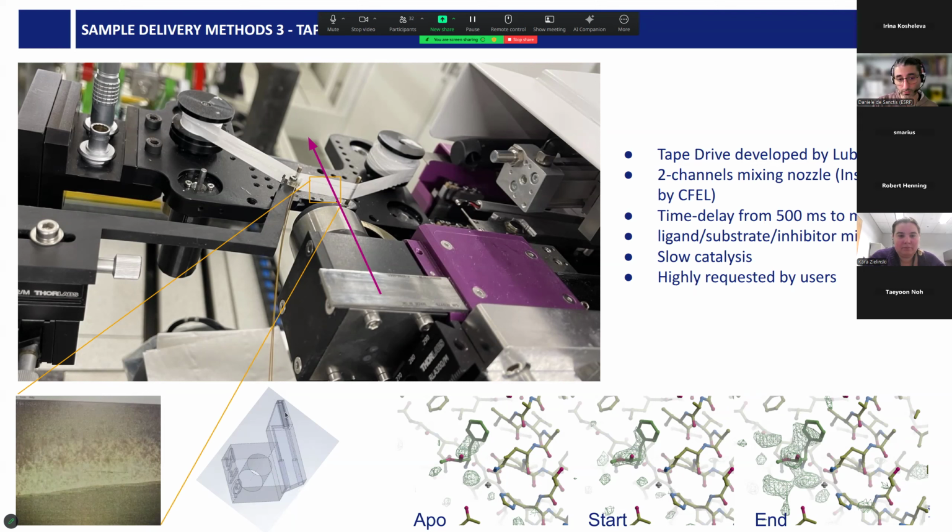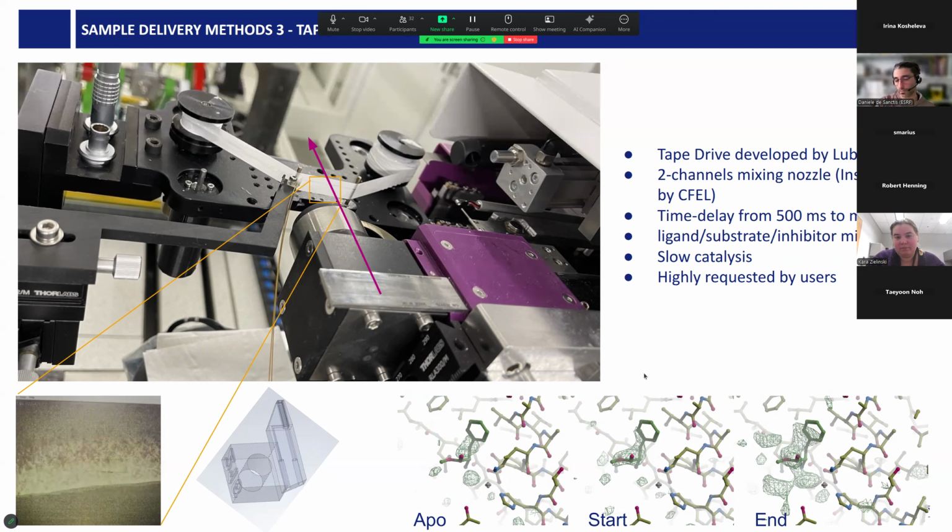In one channel, the straight one, we pump the crystal slurry, and in the second one, that is, let's say, coaxial to that, the ligand. And by offsetting the position where we deposit to the position where the beam is, we can perform different delay times. And this is an example.